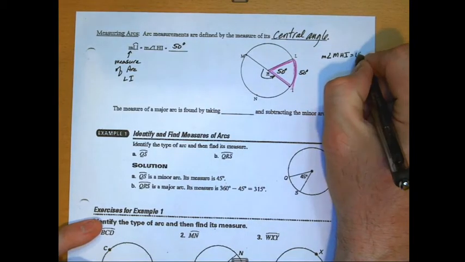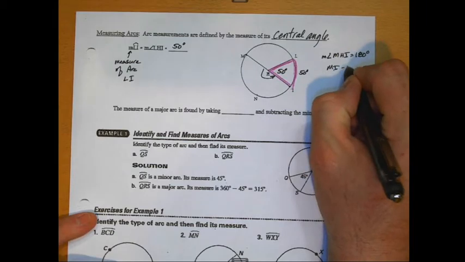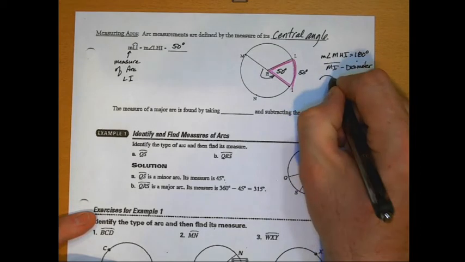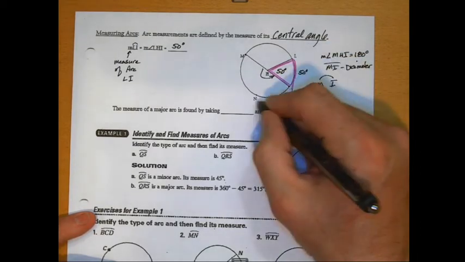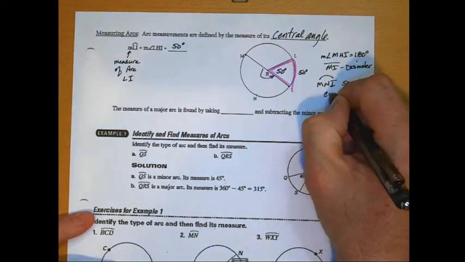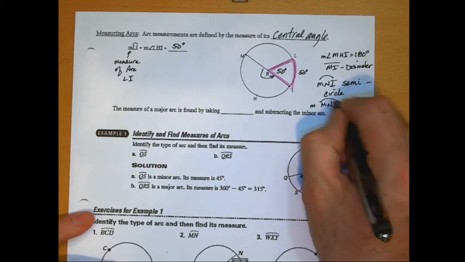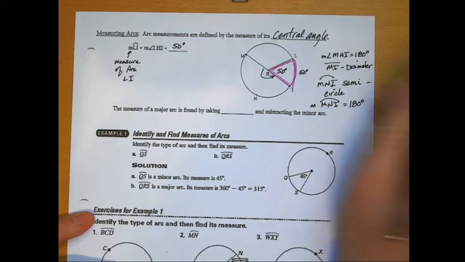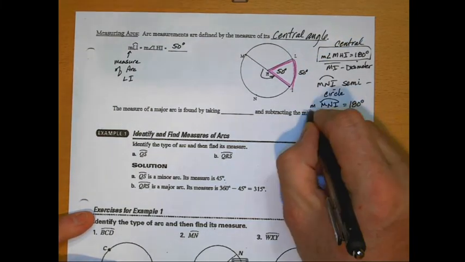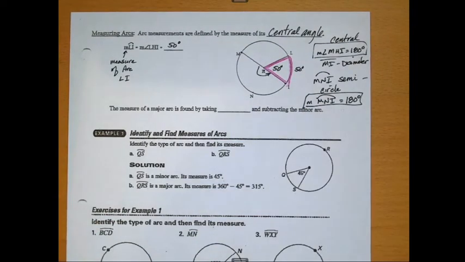That is 180 degrees, which means that MI forms a diameter, which means that M to I going through either L or N is a semicircle, which means that the measure of MNI is 180 degrees. So the measure of the central angle, this is your central angle, is equal to the measurement of the semicircle. Any questions on that one?